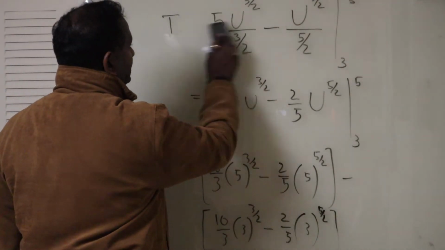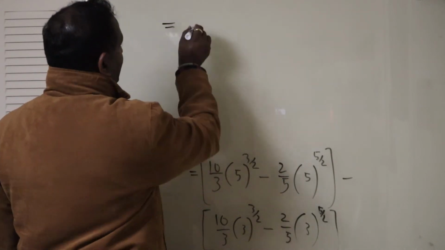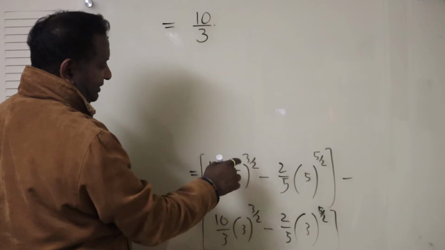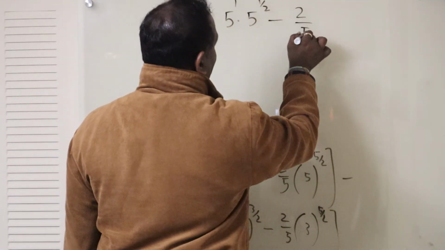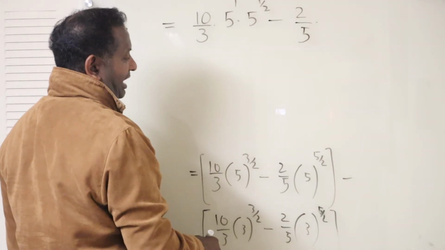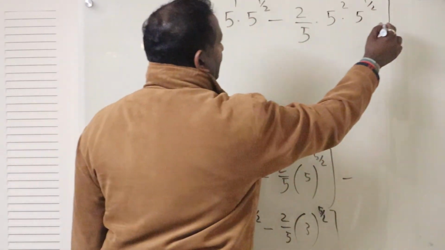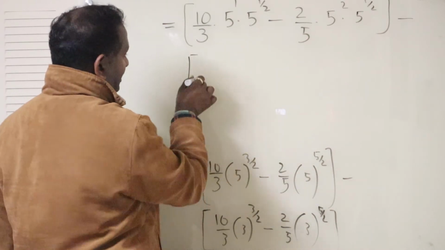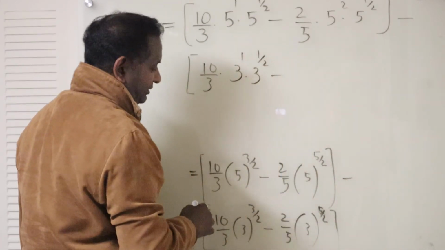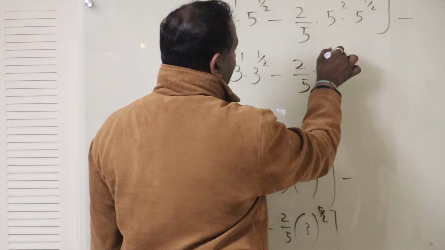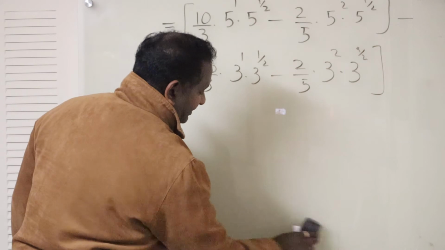Now I'm going to do a little bit more math on this one. I'm going to write here 10 over 3. I can split this 5 to the 3 halves as 5 to the 1 times 5 to the half, minus 2 over 5 times 5 to the 5 halves, which I split into 5 to the second times 5 to the half. You see? To get a nice final answer. Do the same thing here: 10 over 3 times 3 to the 1 times 3 to the 1 half minus 2 fifths times 3 to the second times 3 to the 1 half. I'm going to split that one to get a nice answer at the end of the day.